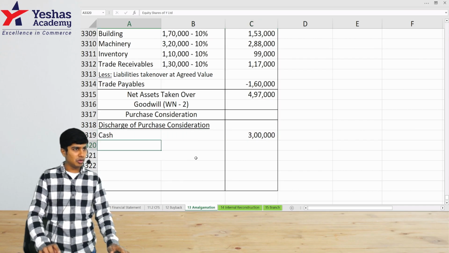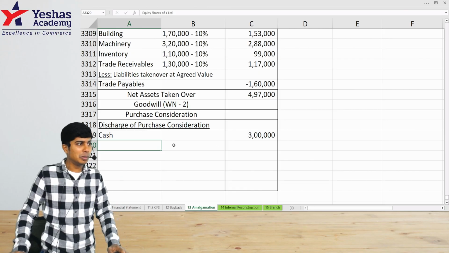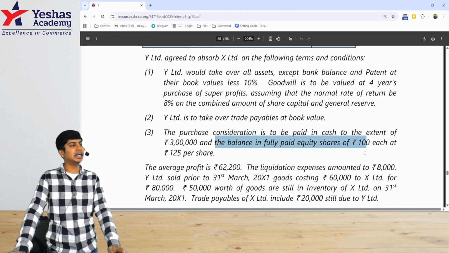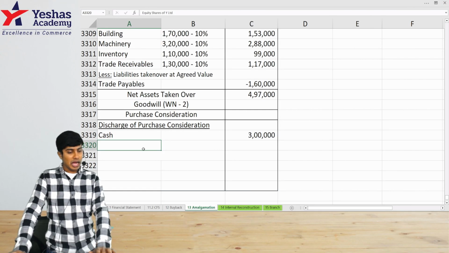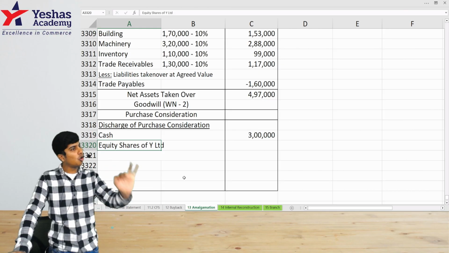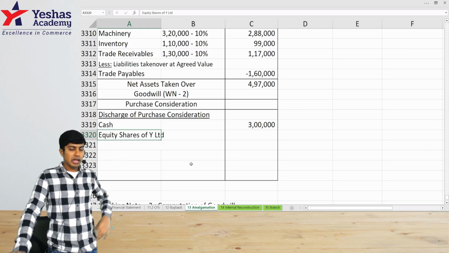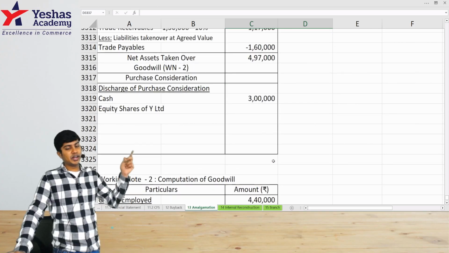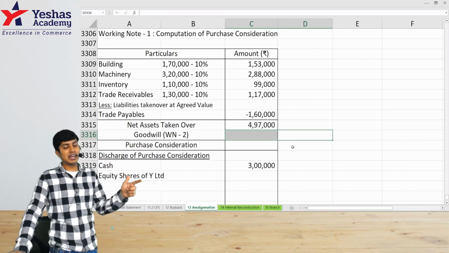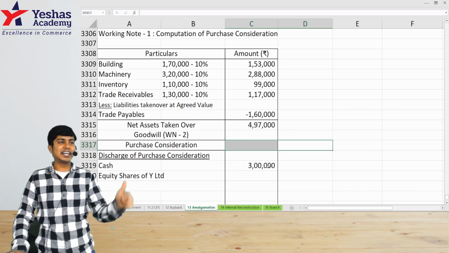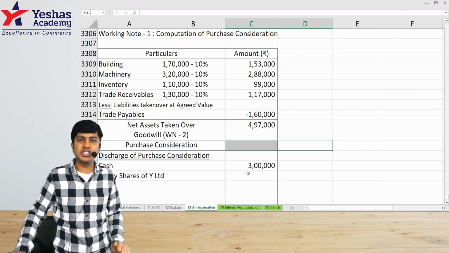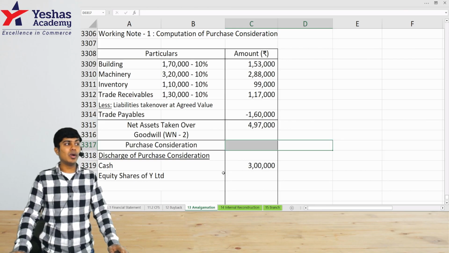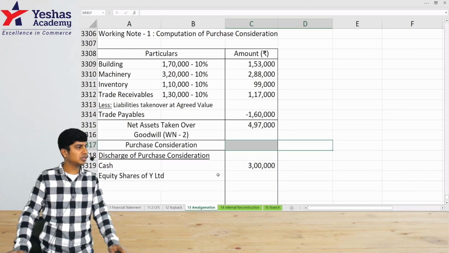And balance, they haven't given. Check this out. And the balance in fully paid up equity shares of rupees 100 each at 125. So I have to give equity shares in Y Limited. How much? I don't know. How will I get to know? I will close my second working note by filling average profit, by finding goodwill. Once I find goodwill, I will add goodwill to NATO. Then I will get total PC. From total PC, if I deduct 3 lakh, then I'll get the amount to be settled by equity shares issued by Y Limited in PC. Remember, issue price is 125. I hope everybody understood. Very nice.